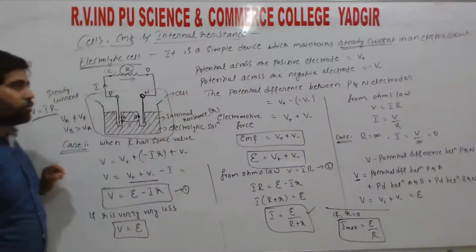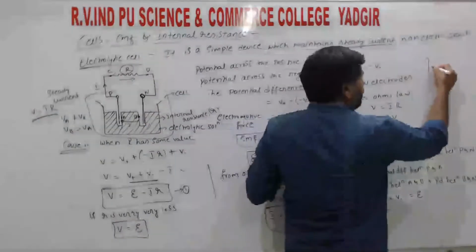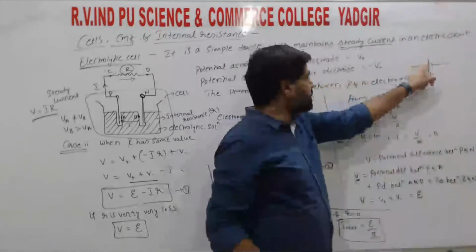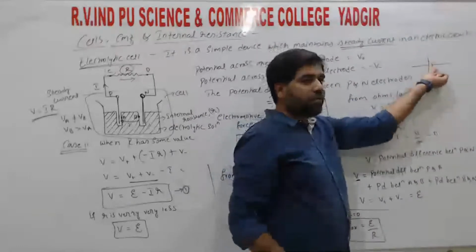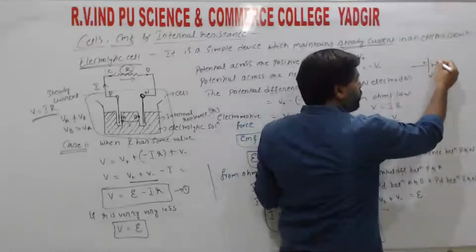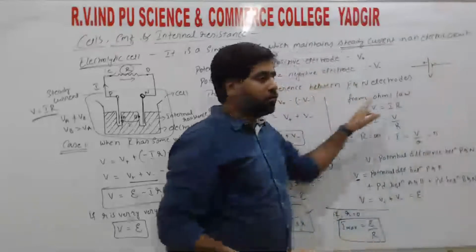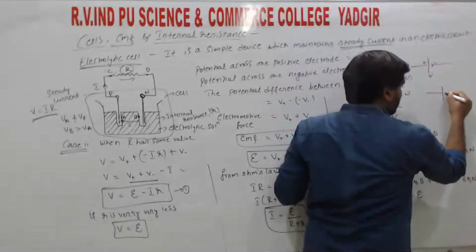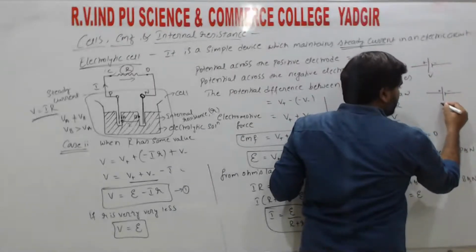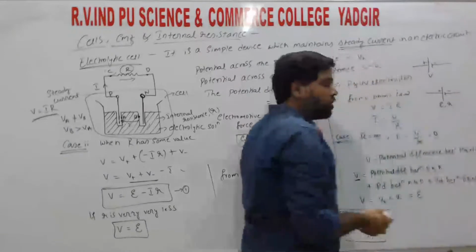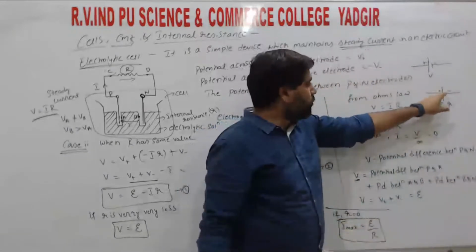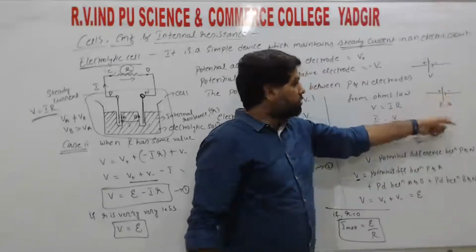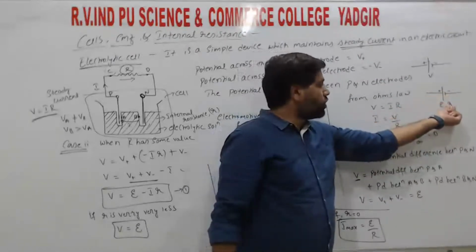Normally we mention a cell like this: one line long and another one very short, right? The long line we take as positive and the short one as negative. So this indicates the voltage only. EMF is also denoted by the same, right? Along with this E and r, where E gives the EMF of the cell and r gives the internal resistance of the cell, right?